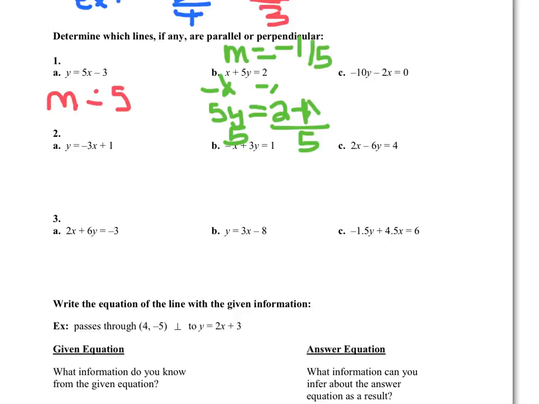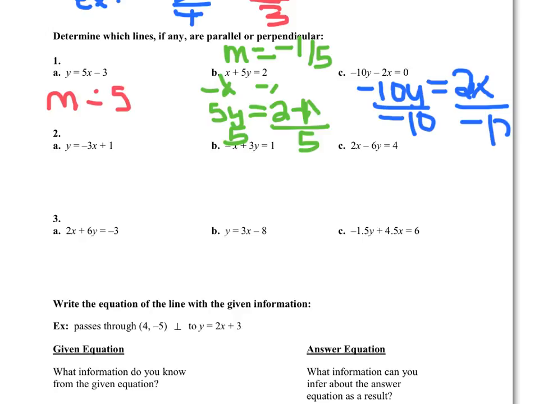And then I'd have to do the same thing for line C. To do that, I would add 2x. I'm just going to skip a few steps to save room. And then divide by negative 10. So this slope would also be negative 1/5. So because B and C have the same slope, they both have a slope of negative 1/5, I could say that B is parallel to C.